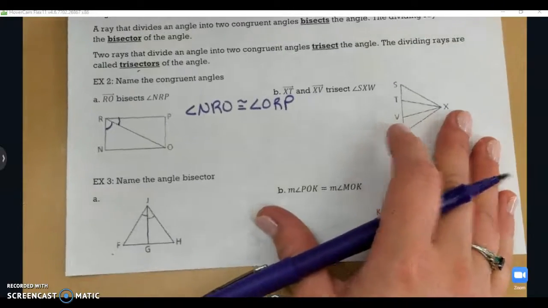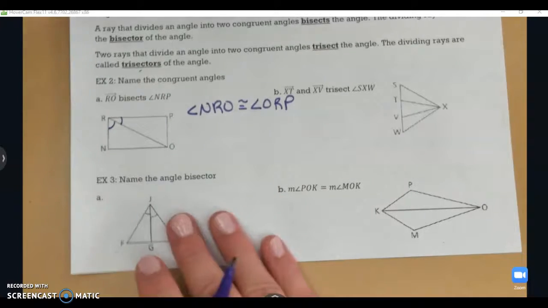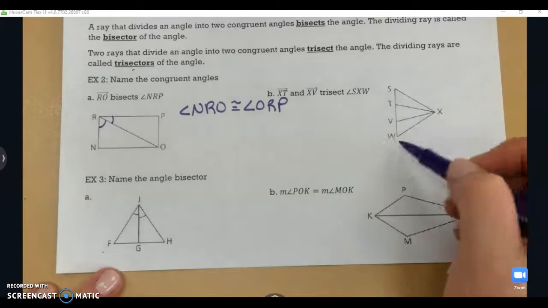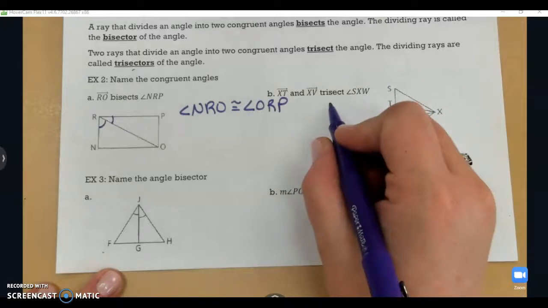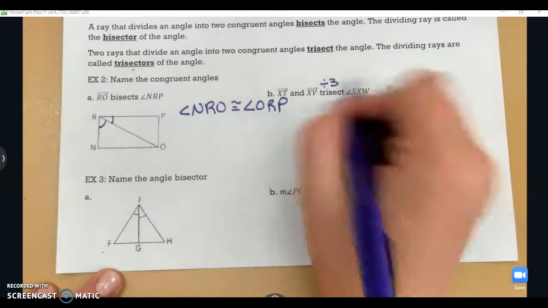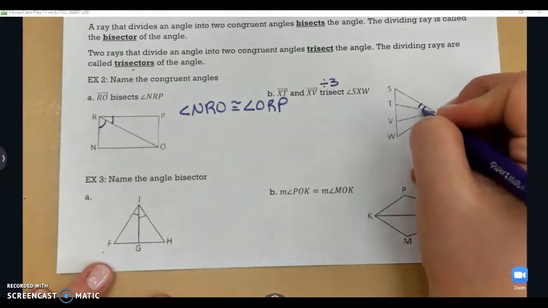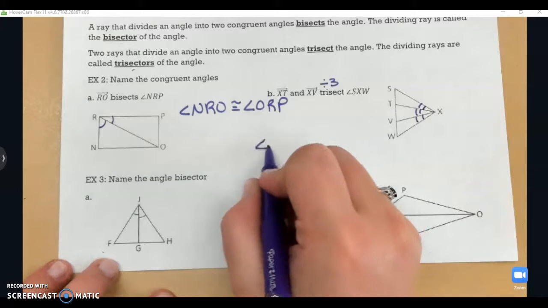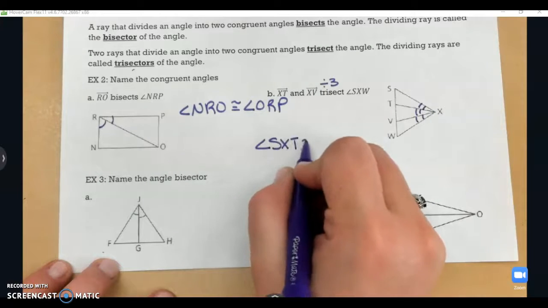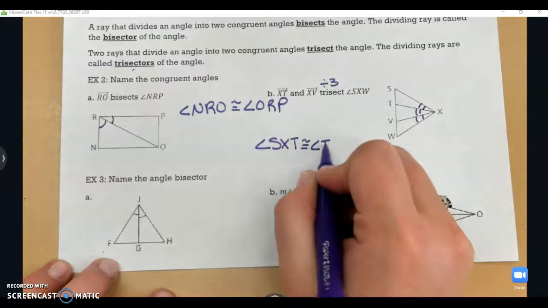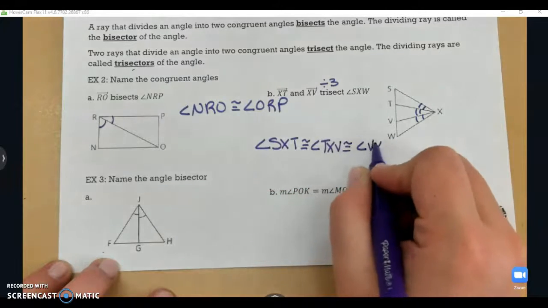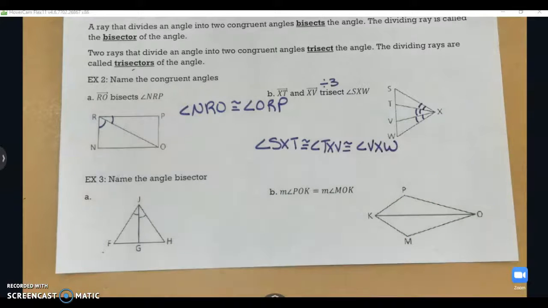Okay, let's look at B. Ray XT and ray XV trisect angle SXW. So trisecting, remember that means we're splitting it into 3 pieces. So I'm going to have 3 congruent angles. So angle SXT is going to be congruent to angle TXV, which is also going to be congruent to angle VXW. So those 3 angles are congruent.